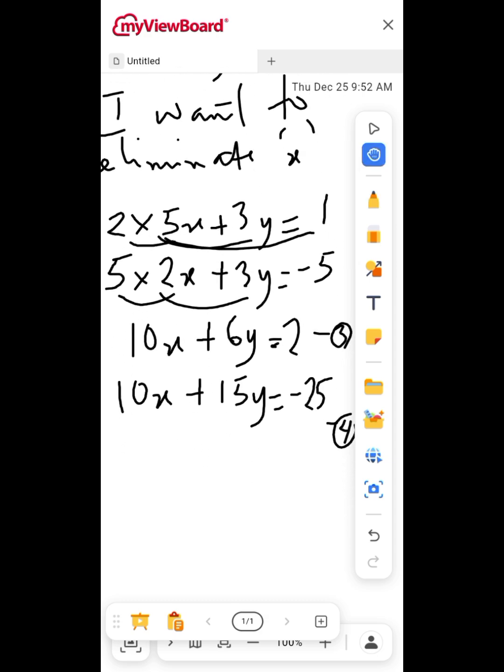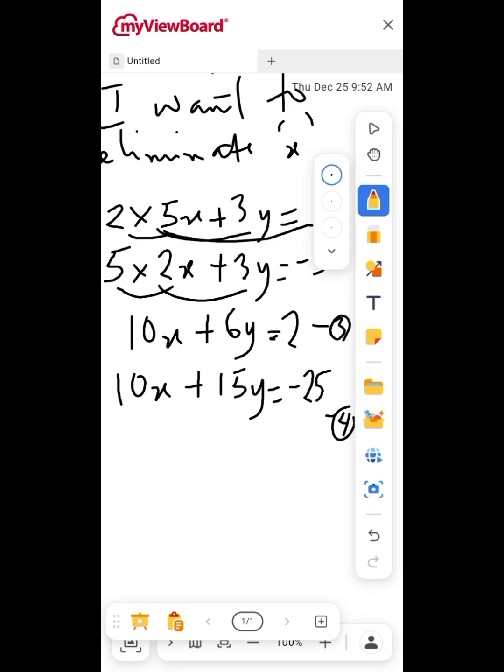So I can now decide to add or subtract. If I decide to add, I want to eliminate x. That will be 10x plus 10x. It is compounding. It is not reducing. So the best thing is to use minus, so that 10x minus 10x vanishes. Then let us look at other ones.